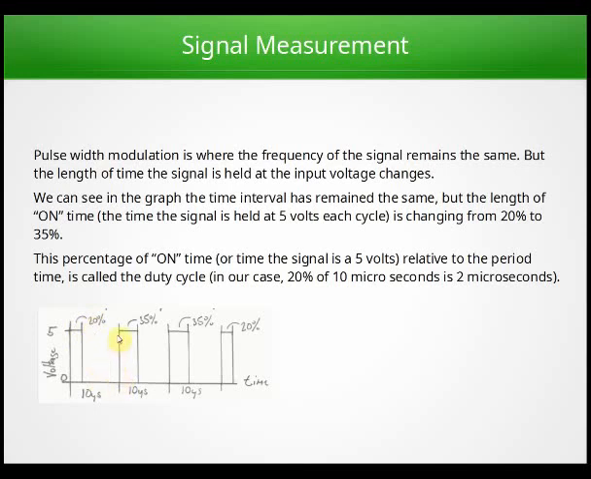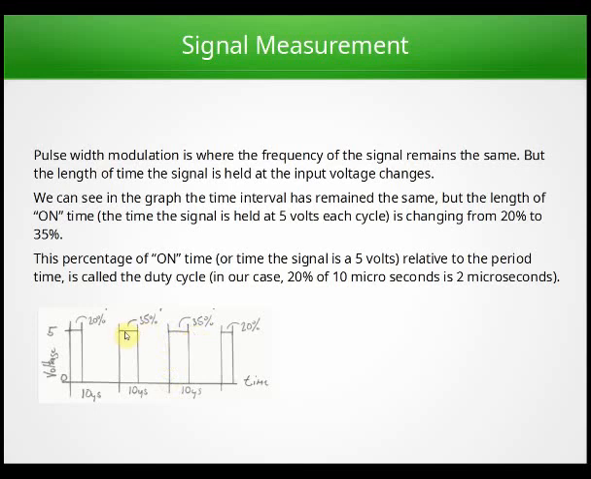And then it goes up to 5 volts again, and it stays on for roughly 35% of 10 microseconds. So that's roughly 3.5 microseconds at 5 volts. And then it comes down to 0 volts, and it's off for about 6.5 microseconds and repeats.